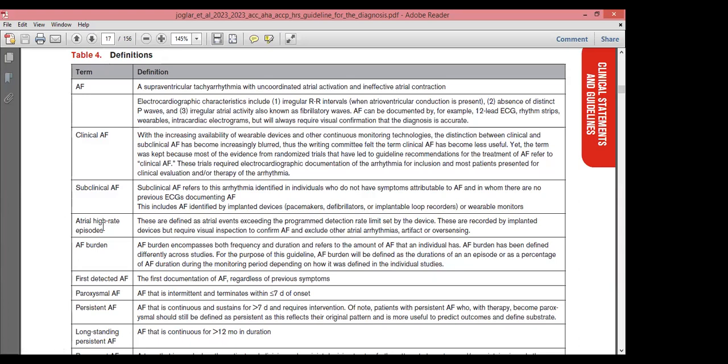Then also, I'll pick atrial high rate episodes. These are people that actually have a pacemaker. It is defined as an atrial event exceeding the programmed detection rate limit set by the device. These are recorded by implanted devices, but require visual inspection to confirm AF and exclude other atrial arrhythmias, far-field sensing, and oversensing. So what this means is that for people on a pacemaker, when we put the pacemaker, we set it at a programmed rate limit. By the time you are exceeding this, you start thinking maybe the patient has atrial fibrillation, but you still have to look at it as a clinician. You have to visualize it and rule out other types of atrial tachycardia and make sure that this pacemaker is not oversensing maybe muscle movements, so that you will now say that the patient has AF or something like that.